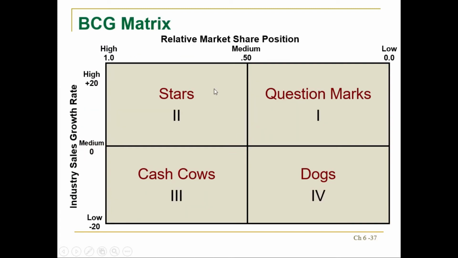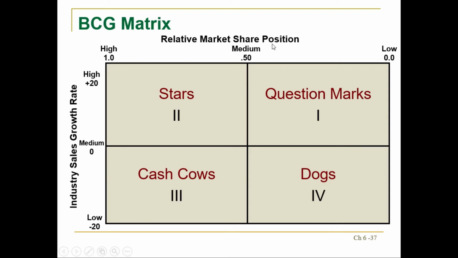In fact, the BCG matrix is again a combination of two axes, the x-axis or the horizontal axis and the vertical axis, where on the horizontal axis we measure the relative market share position of the firm or a division among all other competitors, and on the y-axis or the vertical scale we are measuring the industry sales growth rate. So before explaining this matrix, I would like to explain the two terms.